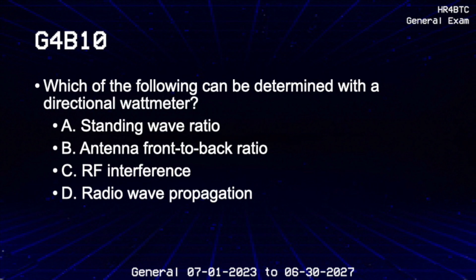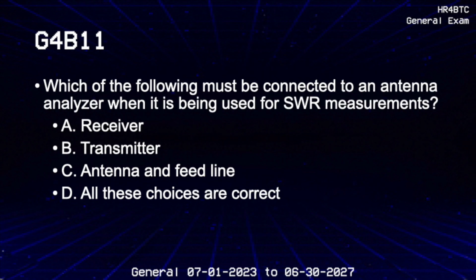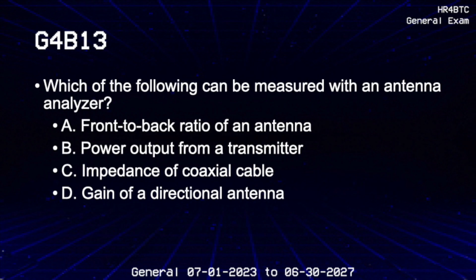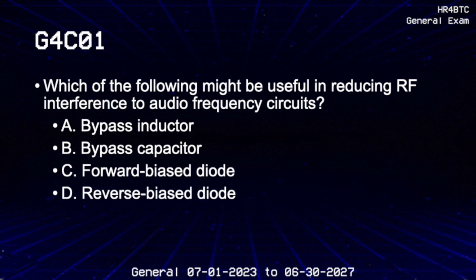Which of the following can be determined with a directional wattmeter? Standing wave ratio. Which of the following must be connected to an antenna analyzer when it is being used for SWR measurements? Antenna and feed line. What effect can strong signals from nearby transmitters have on an antenna analyzer? Received power that interferes with SWR readings. Which of the following can be measured with an antenna analyzer? Impedance of coaxial cable.